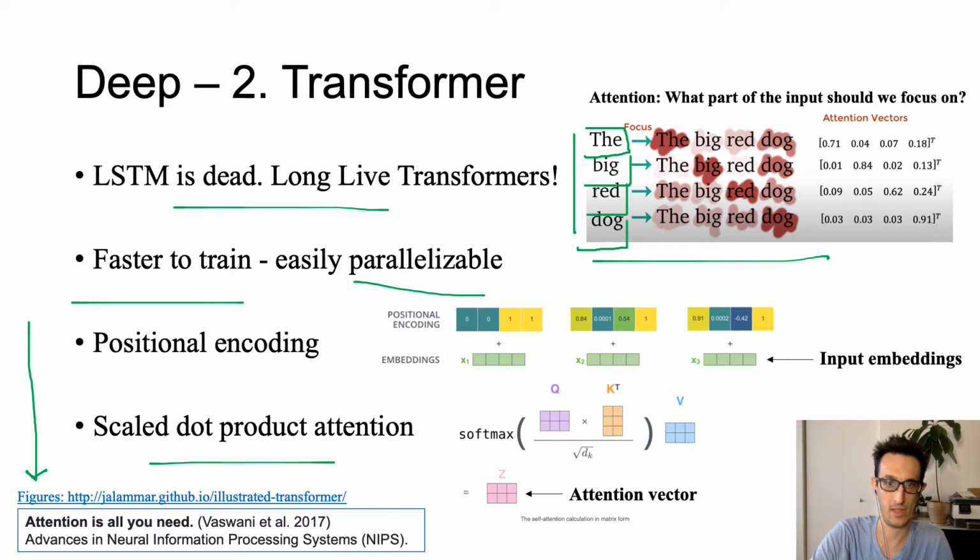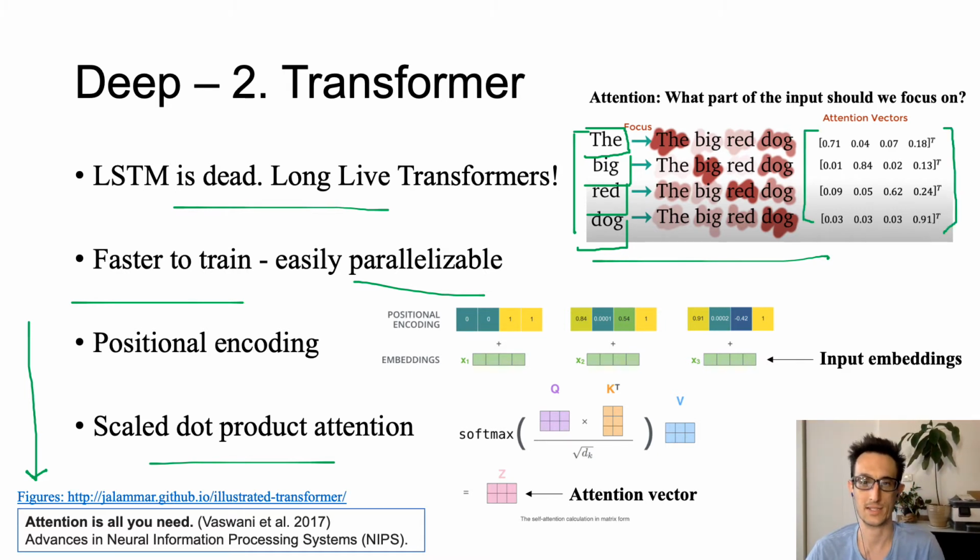Instead, we can give all the words at once to the model, and the goal is to produce an attention matrix. This matrix is going to tell us how much attention each of the words in the input sentence should pay to all of the other words. So for example, if we take the first word, we can see that it should pay a large amount of attention to itself because it's the same word.